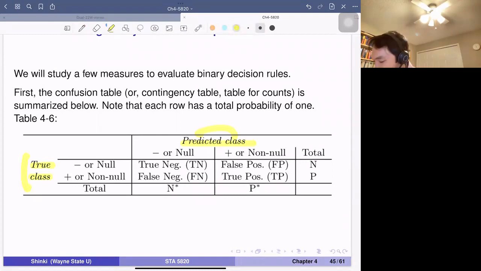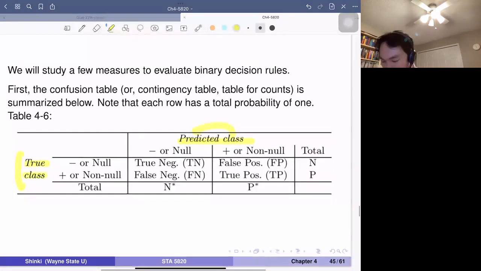Probably this is more of a common format. When the true class is negative, the predicted class is either negative or positive. If negative, it's correct. So we say true negative. I would say correct negative, but we usually say true negative. That is TN. If the true class is negative, but predicted as positive, then we say this is a false positive, because the test result is positive, but it's false.